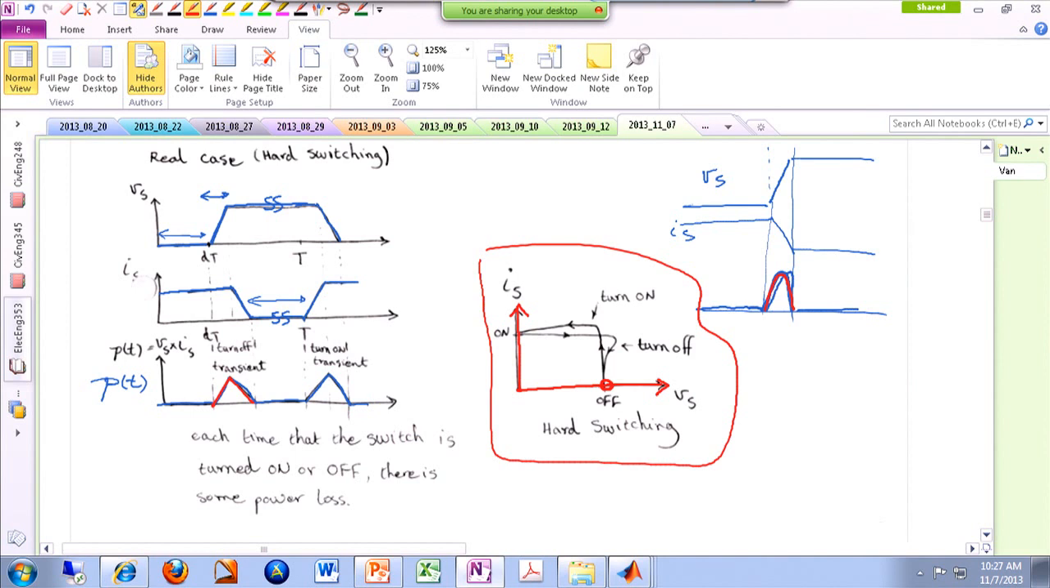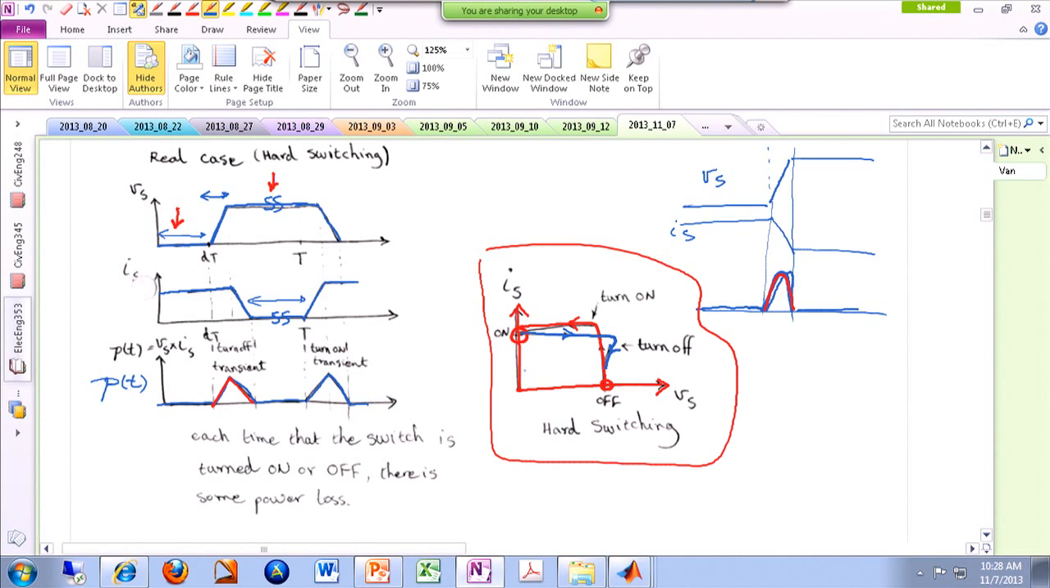So what is this indicating? This is, for instance, indicating a point like here. When the switch is on and the transient is over, you have some non-zero current passing through the switch, but the voltage is 0, which is indicating a point like this. Now, when you want to go from one point to the other, then you're going to take a trajectory like this. For instance, this is for turning the switch on, or a trajectory like this when the switch is turning off.